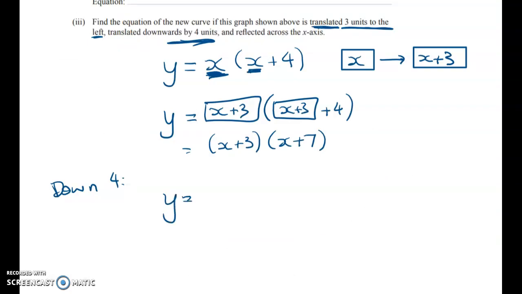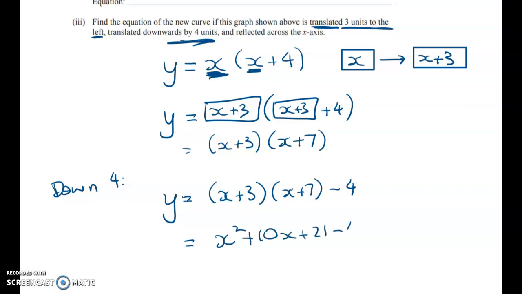So now we've done a cross. It's going to be y equals x plus 3 times x plus 7, take away 4. I can leave it like that, or I can expand it out, and I'll get x squared plus 10x plus 21 minus 4. That gives me x squared plus 10x plus 17.